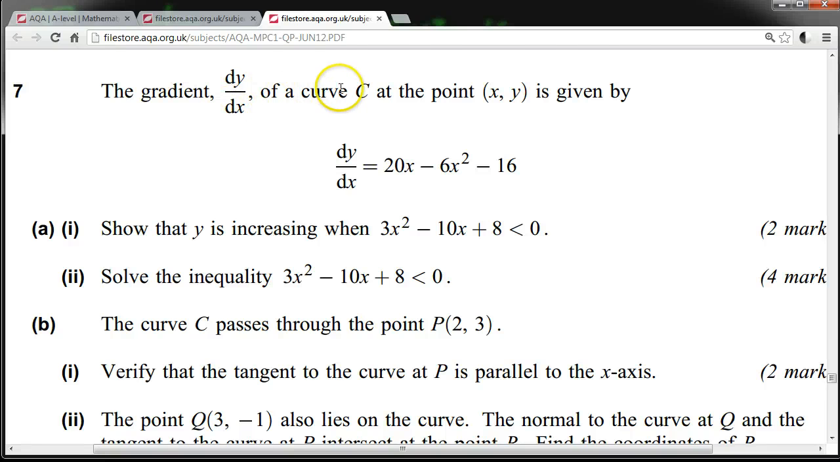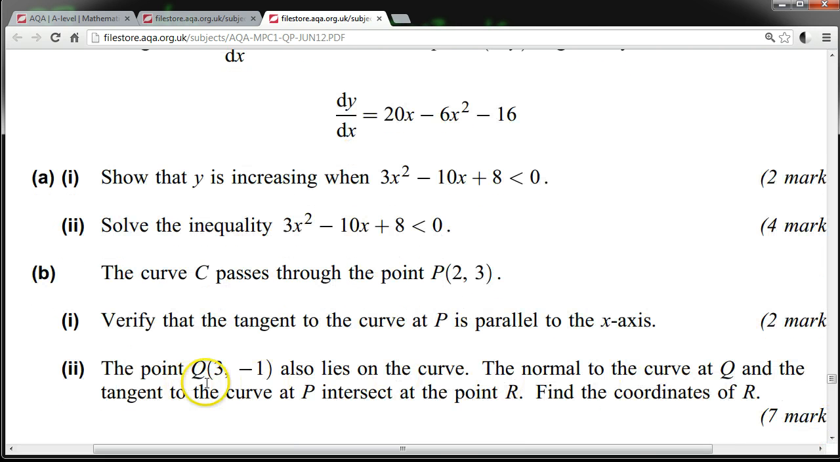The gradient dy dx of a curve C at the point x, y is given by this equation here. Show that y is increasing when this inequality holds. Solve this inequality then. The curve C passes through the point P, 2, 3. Verify that the tangent to the curve at P is parallel to the x-axis.